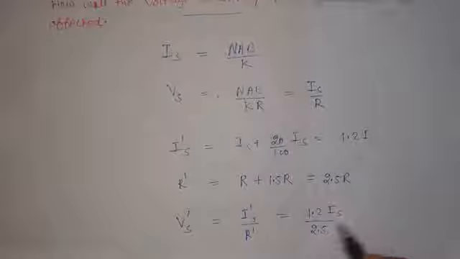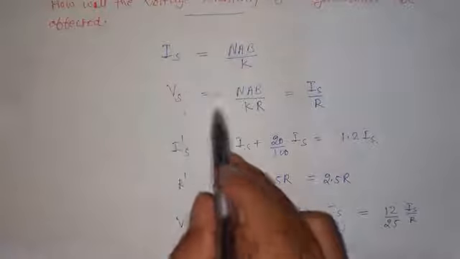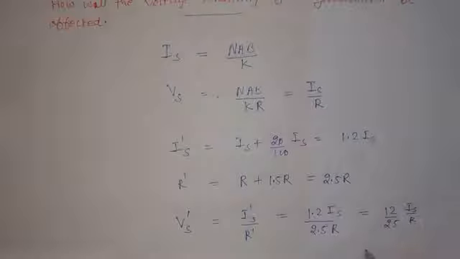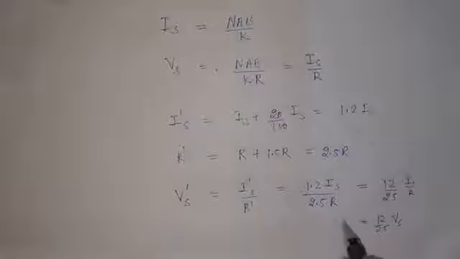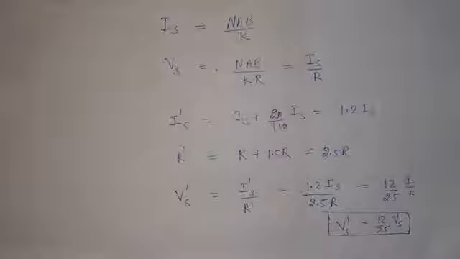Okay, so thus the decimals will cancel each other. So it is 12 by 25, 12 by 25, and that R will come along with it. So it is I S Y R. That was the initial voltage sensitivity. So thus we can write this as 12 by 25 Vs. Okay, so this is the new voltage sensitivity. It becomes 12 by 25 times the old sensitivity.